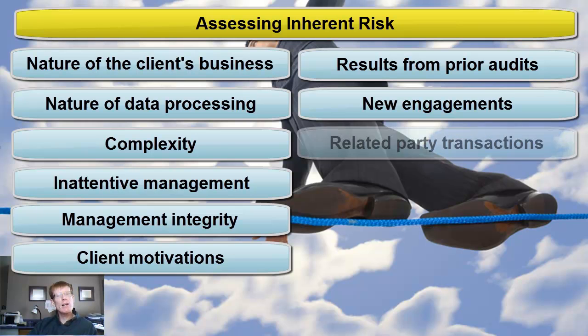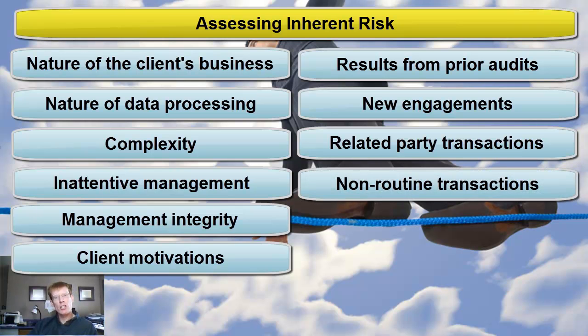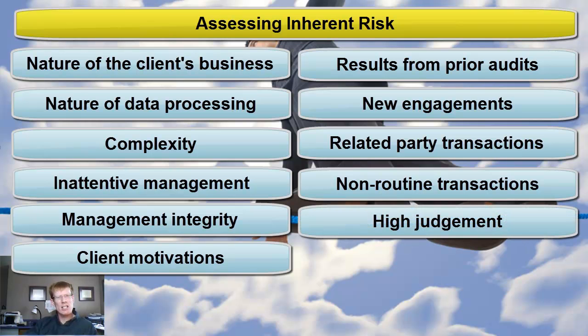When we have related party transactions, inherent risk increases because often it is more difficult to evaluate whether the terms of such arrangements represent fair value. And also, non-routine transactions bring with them greater inherent risks as the clients often lack the experience in recording and reporting such transactions. Highly judgmental accounting estimates increase inherent risk. For example, lawsuit contingencies, allowances, warranty provisions, and impairment calculations. The more of these sorts of accounts the client has, the greater the inherent risk.